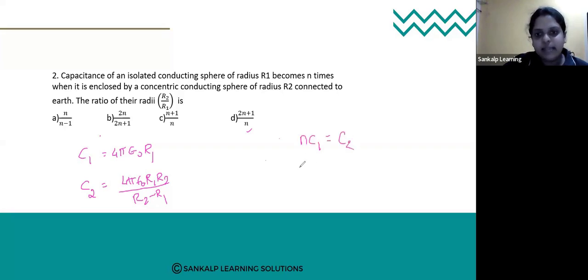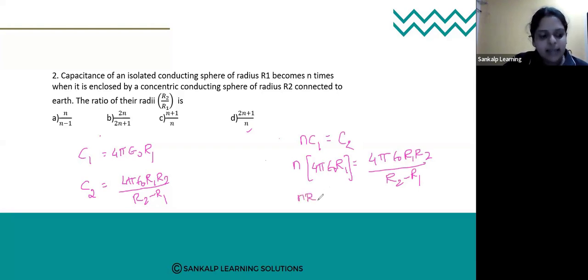So see, this n you keep as it is. The C1 value is 4 pi epsilon naught R1 is equal to the C2 value, 4 pi epsilon naught R1 into R2 divided by R2 minus R1. Here the 4 pi epsilon naught will get cancelled on both sides. Then if I cross multiply, this is n of R2 minus n of R1 is equal to R2. So only this much will remain.